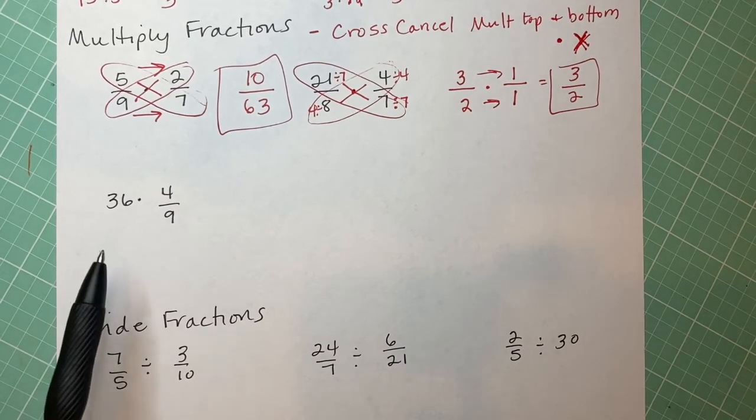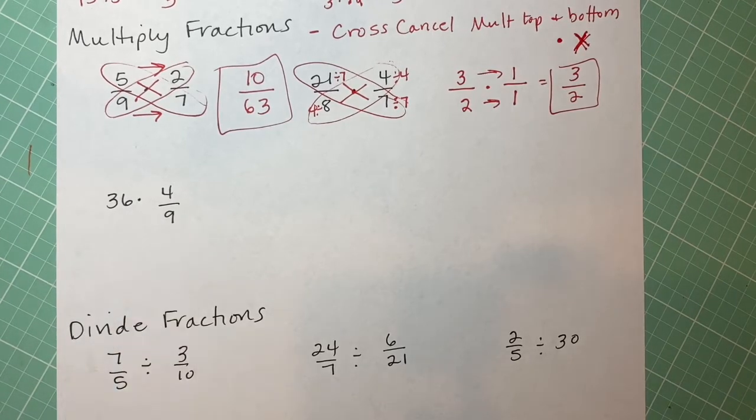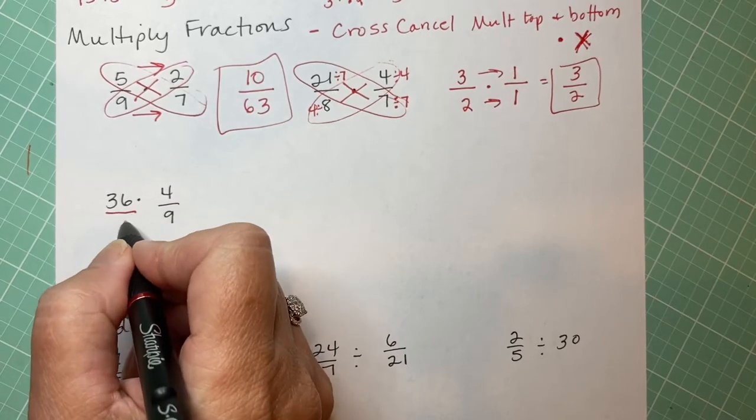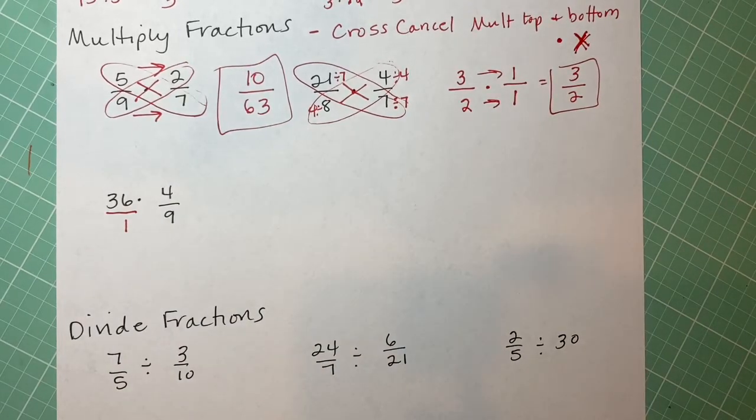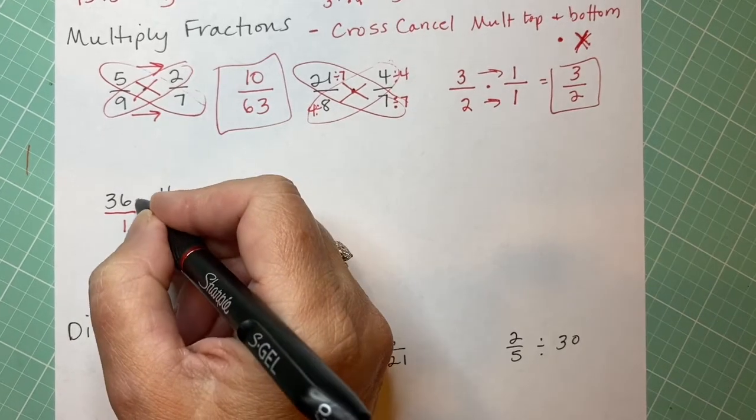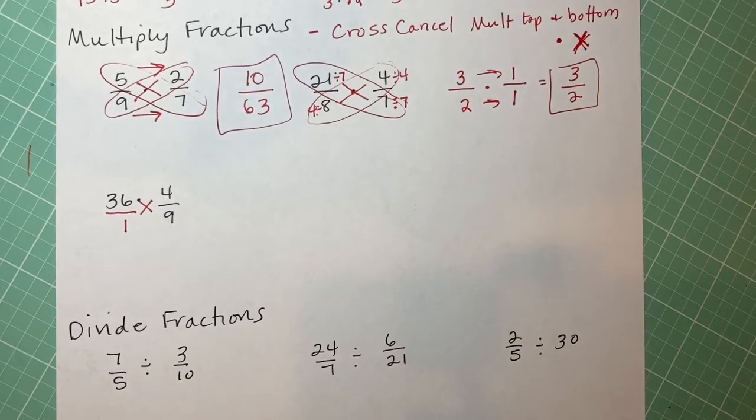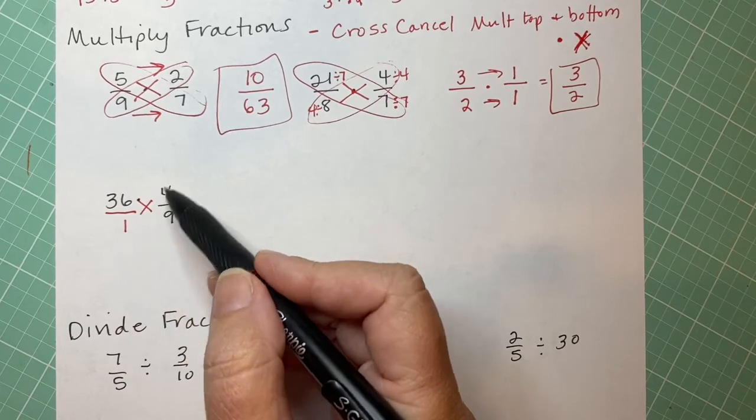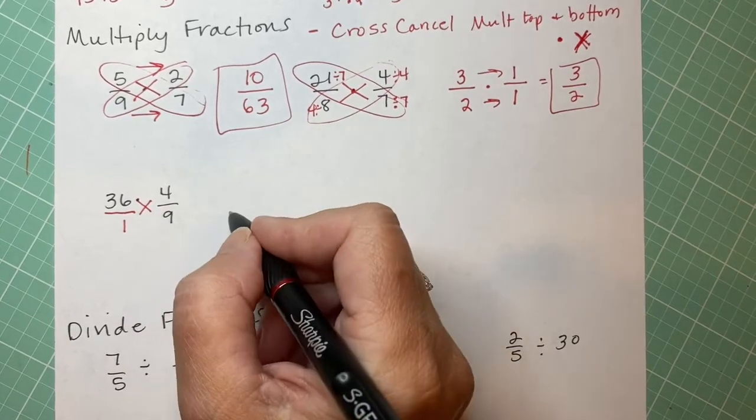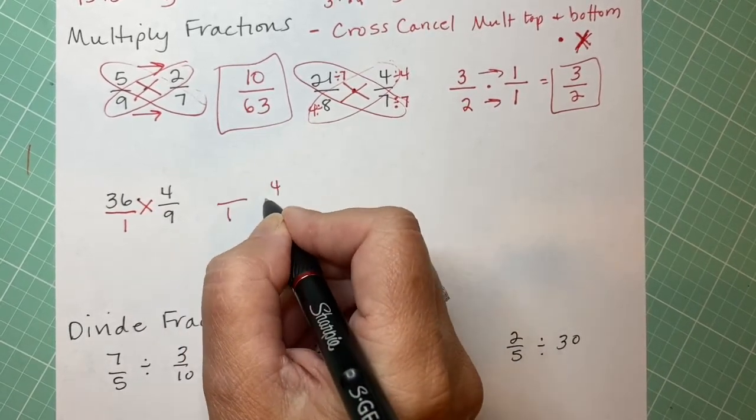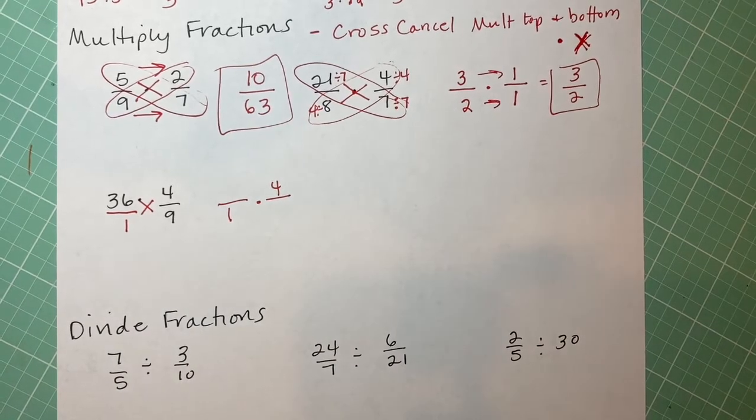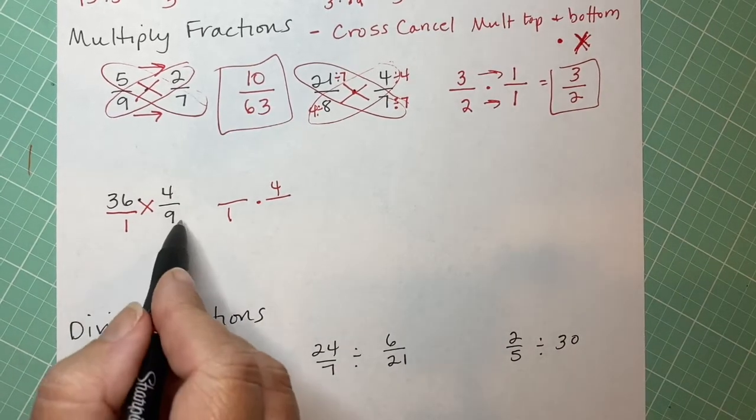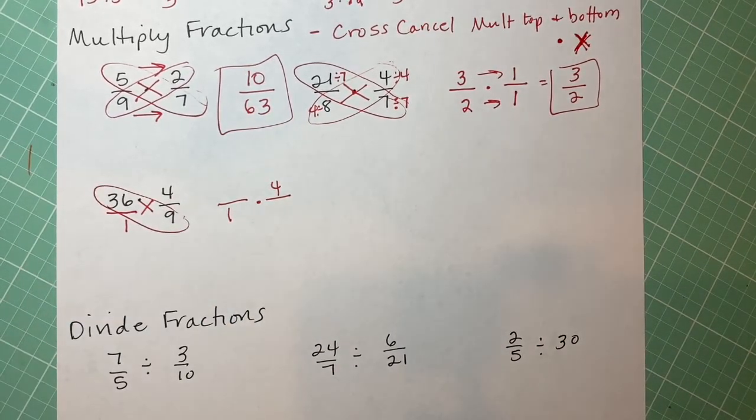Okay, this next one though is a whole number times a fraction. So anytime you have a whole number, you can make it a fraction by just putting it over 1. So the first thing we're going to do is make that 36 over 1. Then we're multiplying, so we're looking at that cross-canceling. Well, when you have a 1, that means that's already in simplest form. So I'm just going to leave the 1 and the 4. That's just going to stay like it is. But we're going to look at this diagonal and simplify.